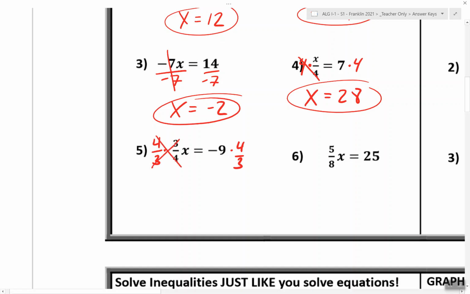So these will cancel out on this side. And over here we have to do negative 9 times 4 and divided by 3. And that's how you do that. Negative 9 times 4 is negative 36. Divided by 3 is negative 12.